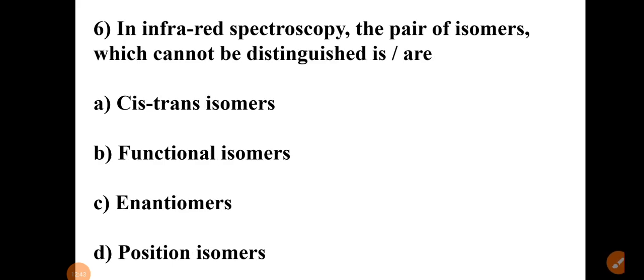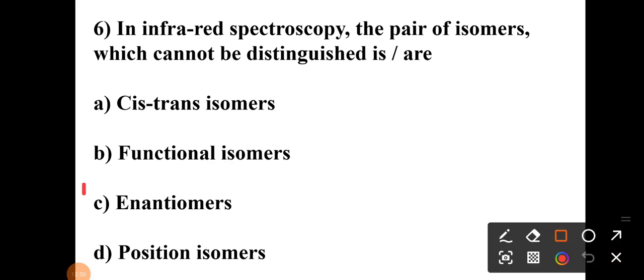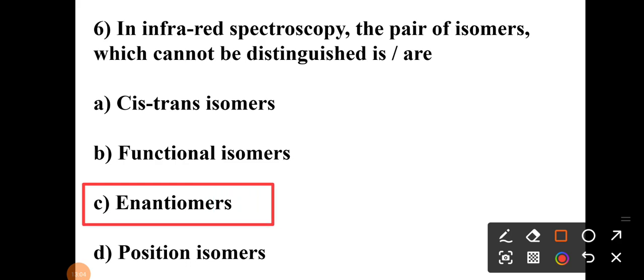Next, in infrared spectroscopy, the pair of isomers which cannot be distinguished is? That question is very important. The options are cis-trans isomers, functional isomers, enantiomers, and positional isomers. Our answer is enantiomers, because in IR spectroscopy we can distinguish cis-trans isomers, functional isomers, and positional isomers, since they have different wave numbers or vibrational frequencies, but we cannot distinguish the enantiomers.